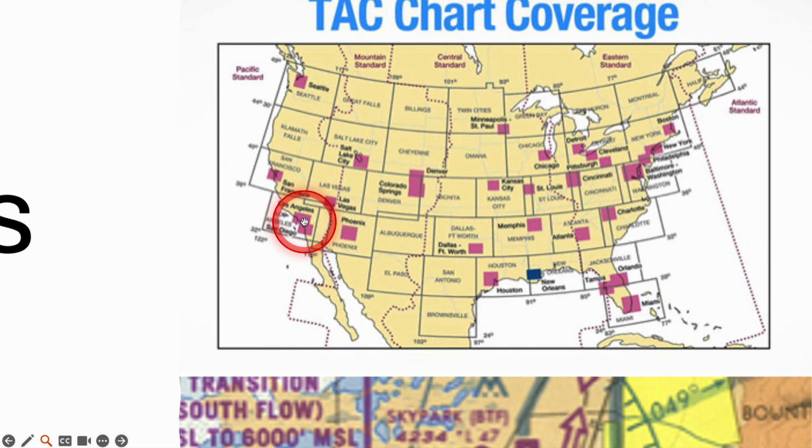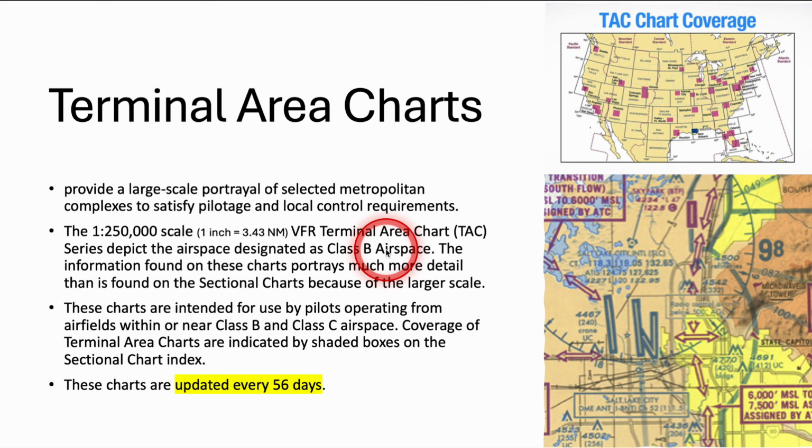The map here at the top can help you determine which cities in the country have a TAC available. So for us, we have a Los Angeles TAC. There's also San Diego, San Francisco if you go up north, and there's a couple more as you go throughout the country. So it's going to be in densely populated areas with a Class Bravo airspace. And these follow the same cycle as your sectional chart. These are updated every 56 days. So once you update your sectional, you may also want to pick up a TAC depending on the airspace that you go.